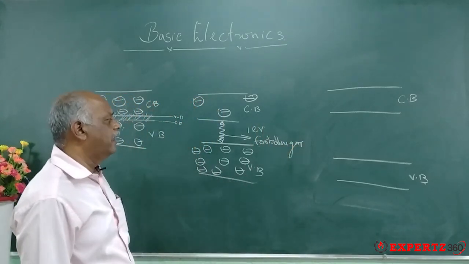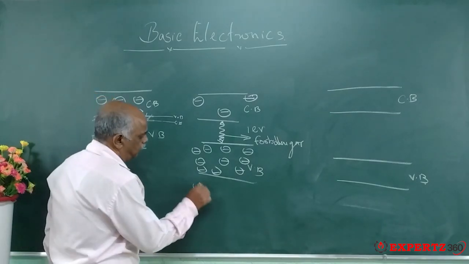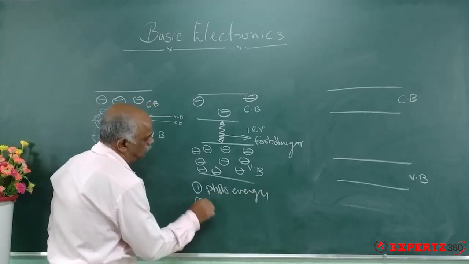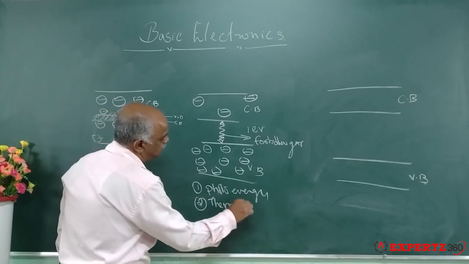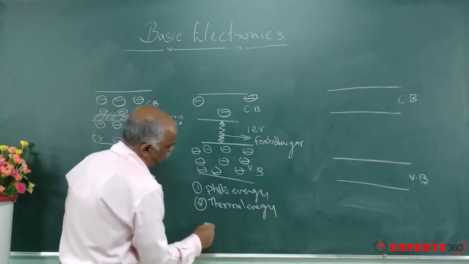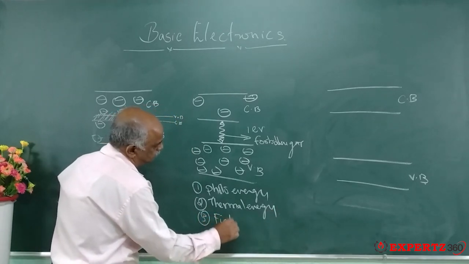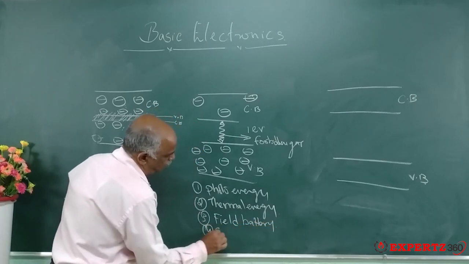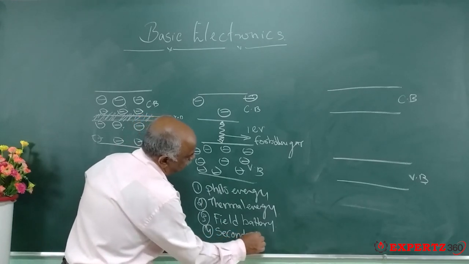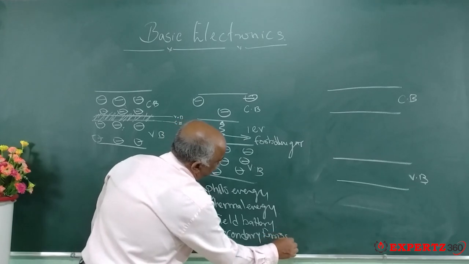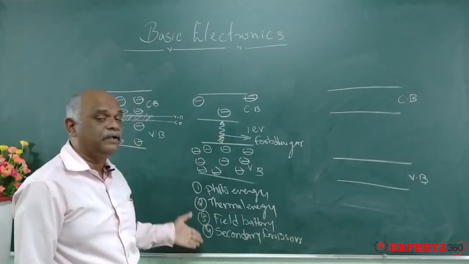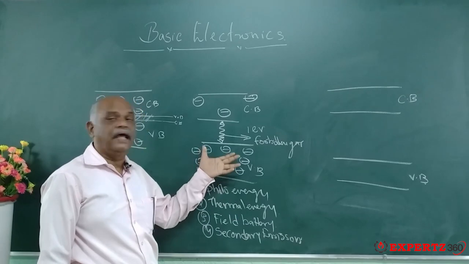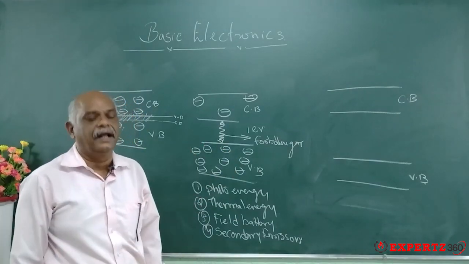So how can you attain this 1 electron volt? One, it can be by photo energy, that is the light energy. Two, thermal energy, that is the heat energy. Three, the field energy, by applying a battery or something like that. And the fourth one is secondary emission. Using any of these 4 methods, this material can attain an energy of 1 electron volt so that the electrons in the valence band can jump into the conduction band.